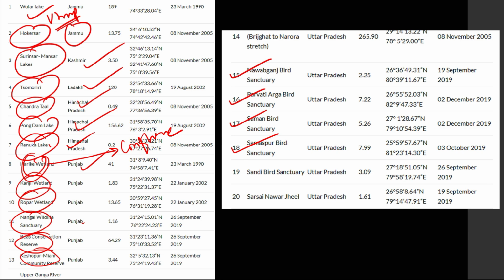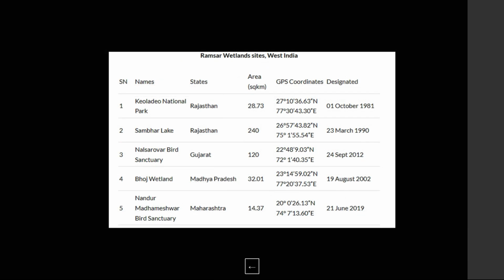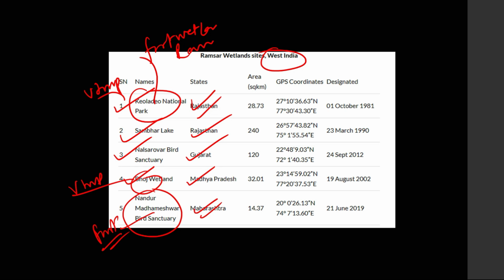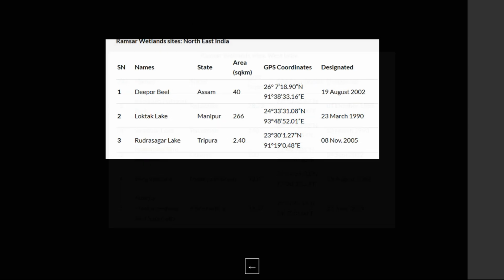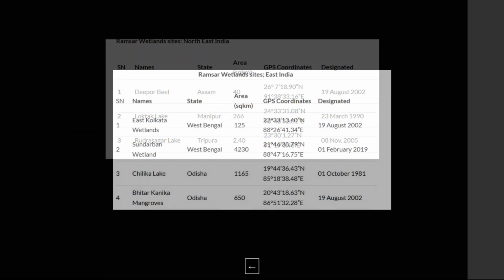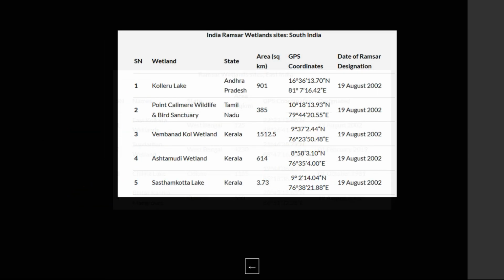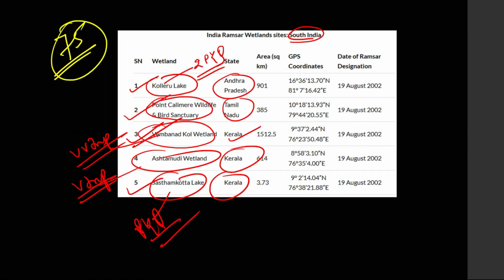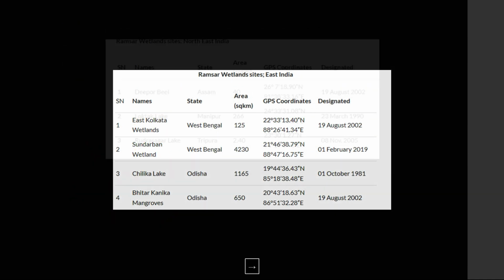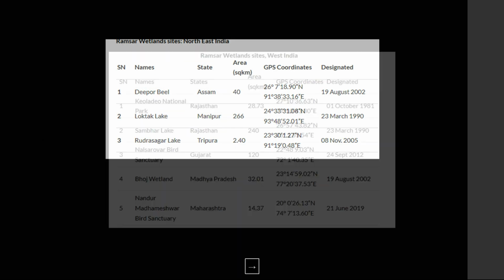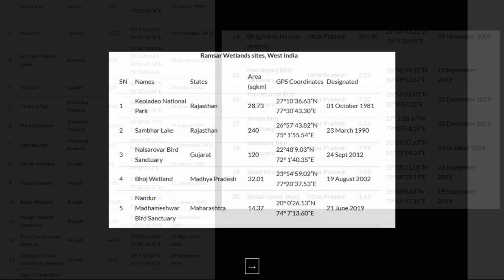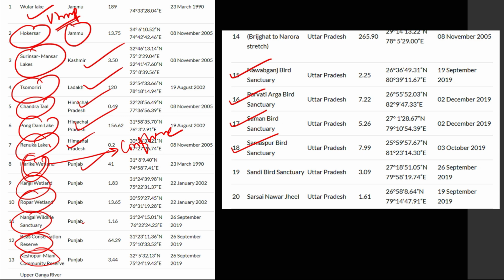So guys, these are some of the important ones which you need to prepare. This list please do save. West India, then in the Northeast, then in the East India, then in the South India. So these are very important ones. Again, South India, then East India, then Northeast India, and then West India, and North India also. These are important. These are not that important. These are very very important.